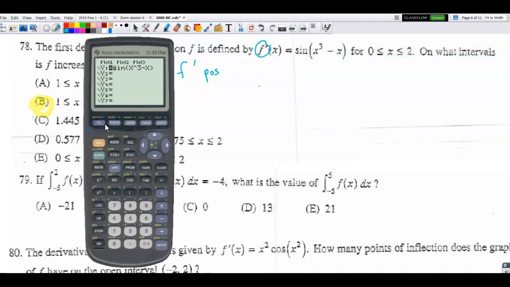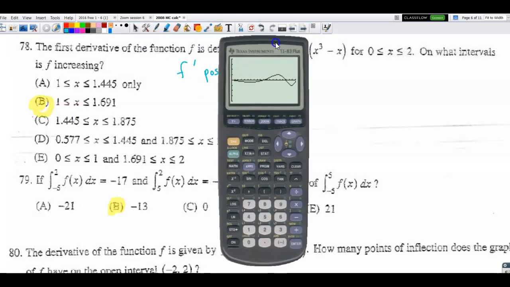I'm going to put y equals 0 in as y2, second quit. I'll go back to the graph, and I can see from my calculator that f is increasing when f prime is positive, which is this region right here. So I'm going to do a second calc 5. Oops, I did not do that. I said I was going to. Second calc 5. Enter, enter, enter.